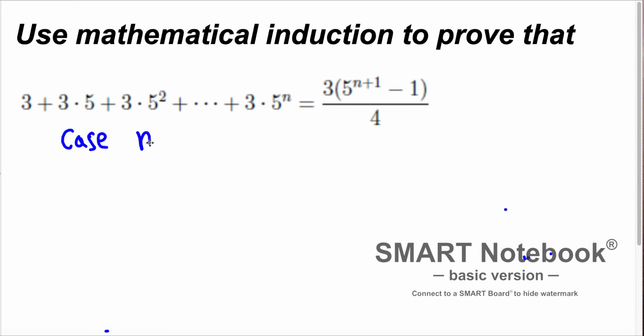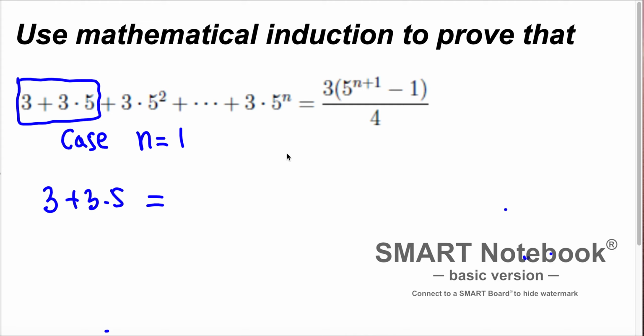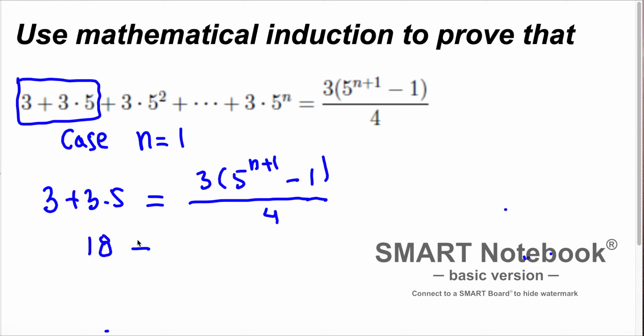With the case 1, when n is equal to 1, we have these two numbers: 3 + 3 times 5. Whenever we have an n in this equation, we are plugging in 1. 3 times (5^(1+1) - 1) divided by 4. And here we have 3 + 3 times 5, which is 15 + 3 = 18. So we have 18 here.